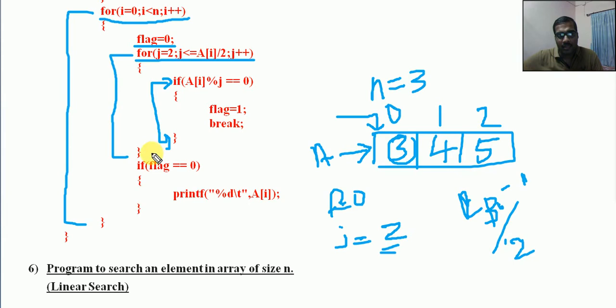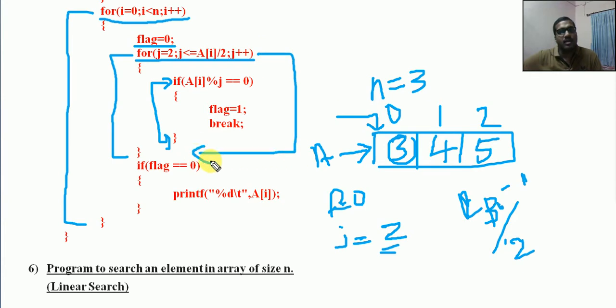Okay, now what will happen? It will go for the next iteration, j is equal to j plus plus, that is 3. 3 less than equal to a of i by 2, a of 0 by 2, that is what? 2. That is wrong. 3 less than equal to 2, that is wrong. It will exit from the loop. Which loop? Sorry. It will exit from this loop.